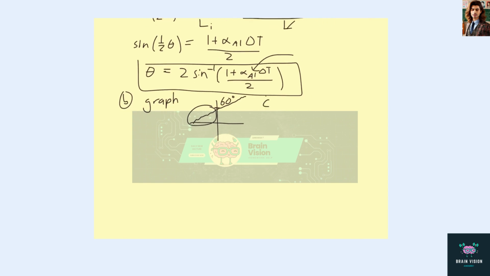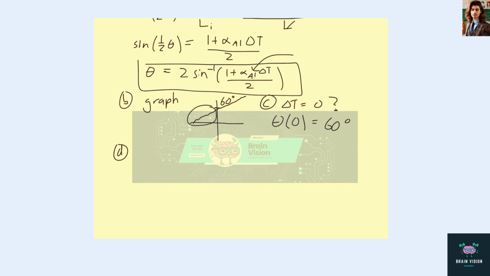Part C, what about when it's 0? Delta T equals 0. Does this make sense? Yes, because if you graph it, if you solve it, you should find that theta of 0 is equal to 60 degrees. Of course, we start with an equilateral triangle, which of course has angles of only 60 degrees. Great.